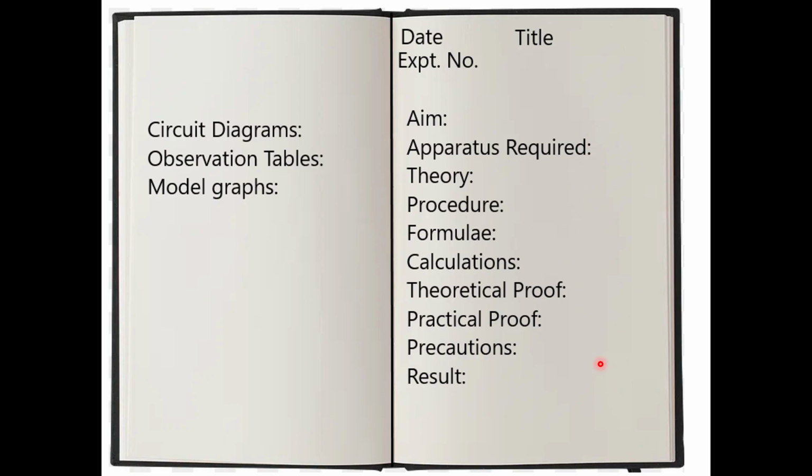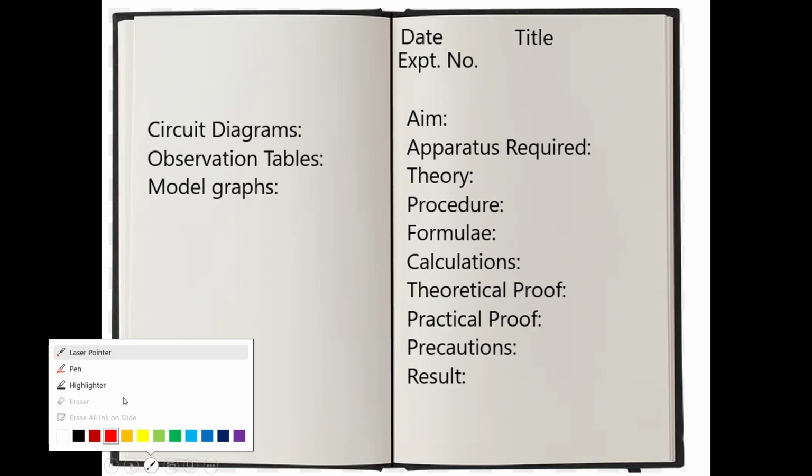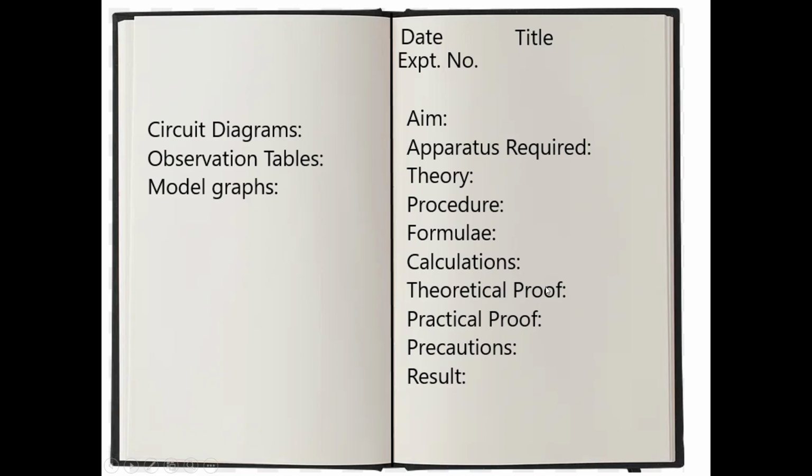Only on the right side pages in your observation or record, and on the left side pages of your observation or record, you must draw the circuit diagram, tabular columns and model graphs. So all these should be drawn only on the left side pages, and this content should be written only on the right side pages. So let us discuss the manual. Let us start with the title.